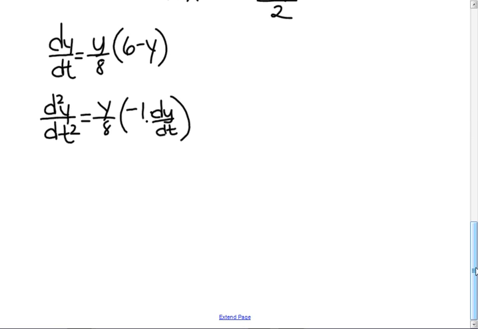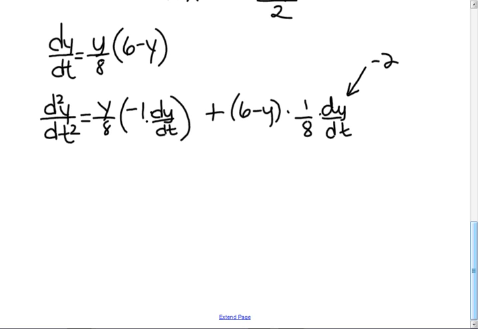That's missed on a lot of them, by the way. We should do the bird problem. Okay, plus 6 minus y times the derivative of y over 8, which is 1/8 times dy dt. We know dy dt is negative 2. So we already did that.